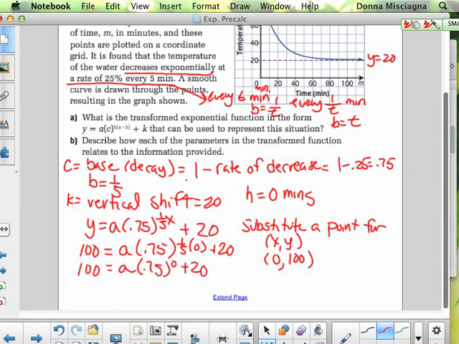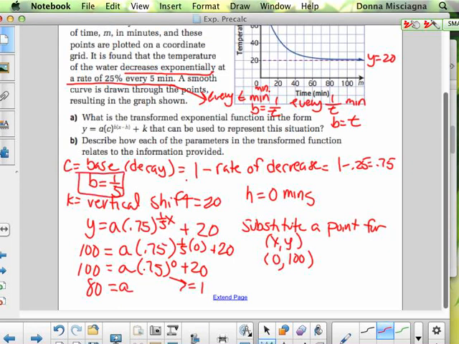We're solving for a, so we want to get a by itself. Let's subtract 20 from both sides. So we have 80 equals, but what is anything to the 0 power? That's just 1. This just equals 1. So I've got 80 equals 1a. So 80 is a. And now we have all of our pieces in this equation.